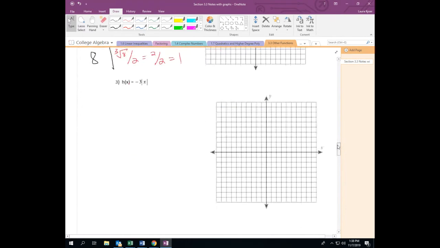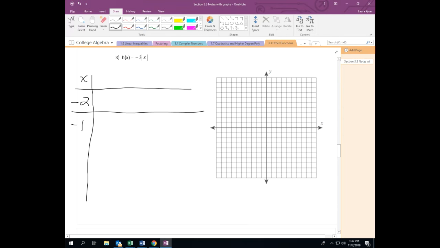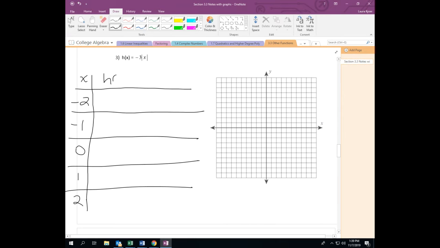We can do the same thing with the absolute value function. In the absolute value function, it doesn't really matter what you pick to go inside, but I'll pick -2, -1, 0, 1, and 2 for my values, and we'll see what happens with the h of x.